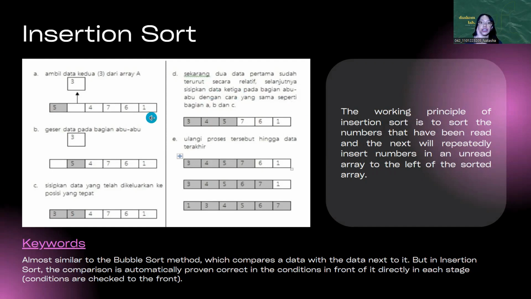Okay, let's see the illustration. The data at index 1 is compared to the gray area. Because 3 is less than 5, or 5 is bigger than 3, we need to insert the second data in the gray area.